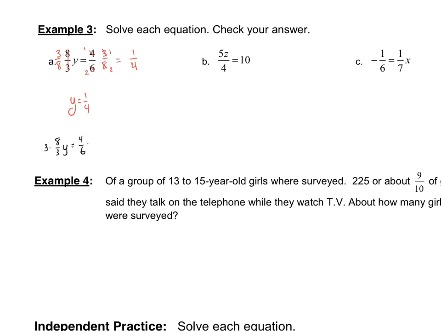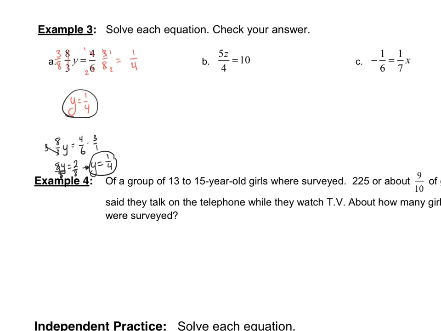If you want to do that differently, 8/3 y equals 4/6. You can multiply by 3 first, so 3 over 1. So 8y equals 4 times 3 is 12, over 6 times 1 is 6, but 12 over 6 simplifies to 2. And then to get y by itself, we divide by 8. Well, y equals 2/8, but 2/8 simplified is 1/4. So that would be the same answer. A couple different ways to do it.